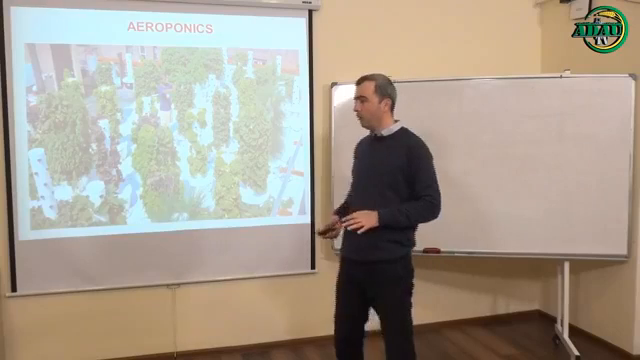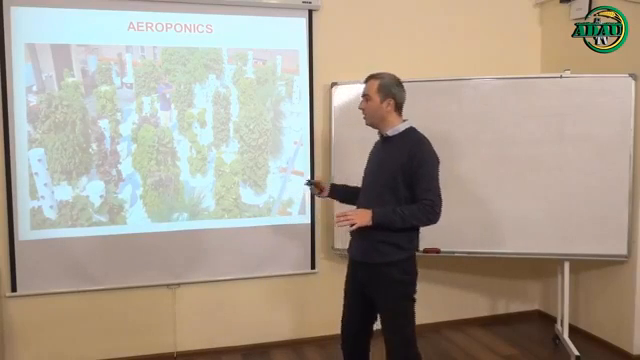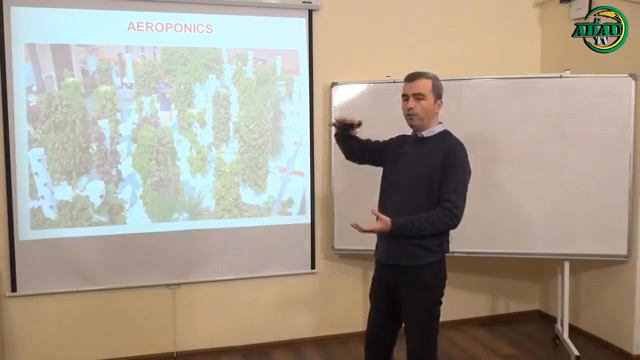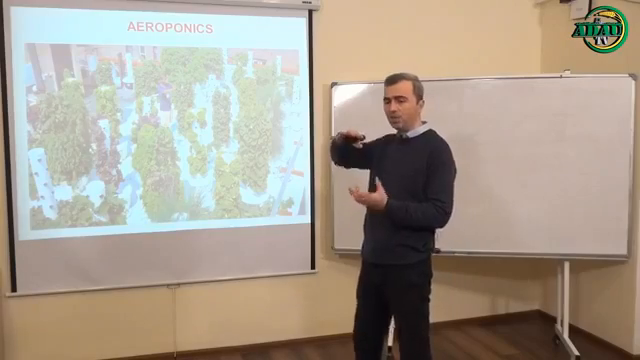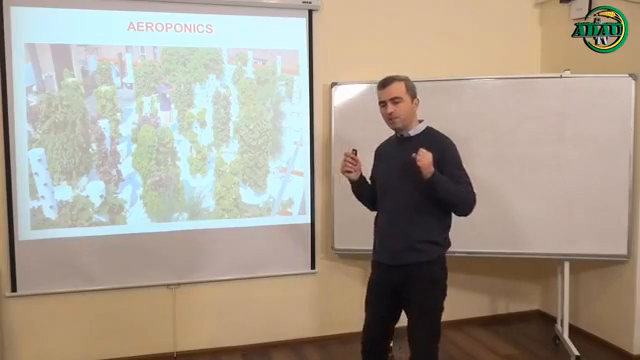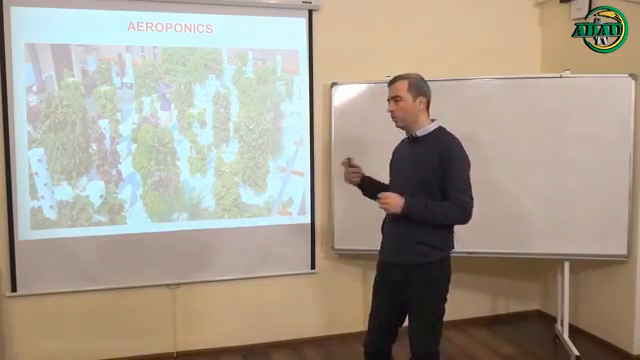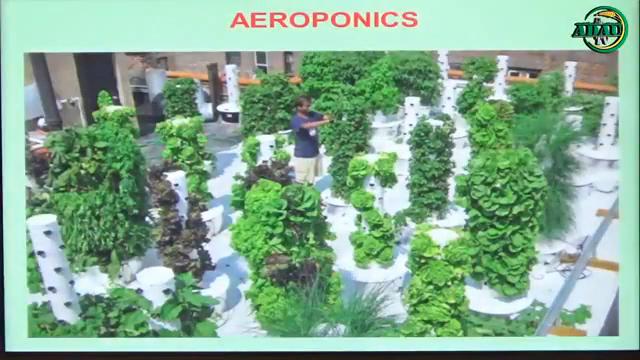Also, another way of growing plants in hydroponics is when you have lifted the plants and the roots are sprayed with water every 30 seconds. Again, the same nutrient solution and a combination of air, oxygen for the plants.